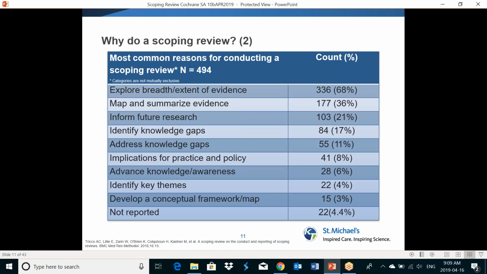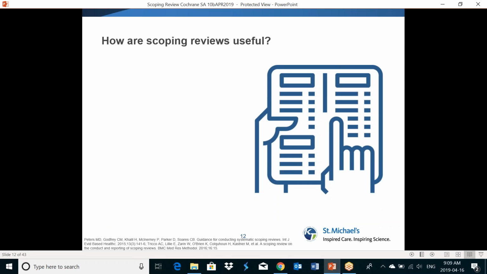So we conducted a scoping review and included 494 scoping reviews. And the most common reasons that the researchers conducted their scoping review was to explore the breadth or extent of evidence, or to map and summarize the evidence, to inform future research, or identify and address knowledge gaps. So those were the most common reasons that researchers would do a scoping review.